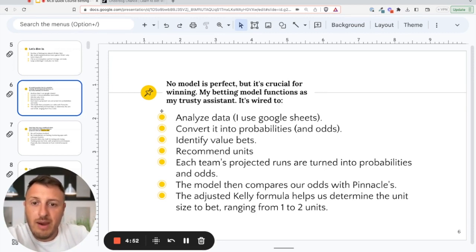Okay, my betting model then converts all the data into probabilities, identifies value bets, and my model also recommends units.